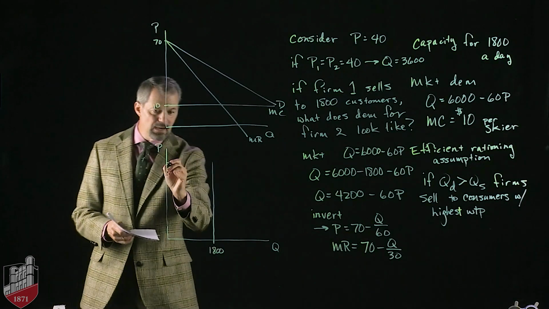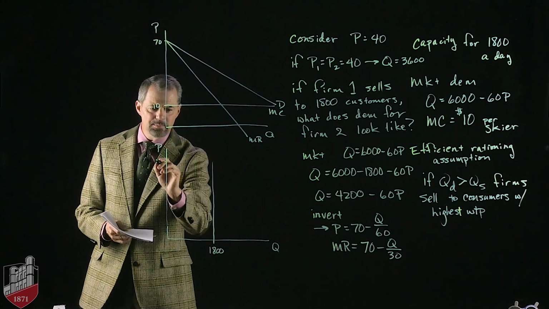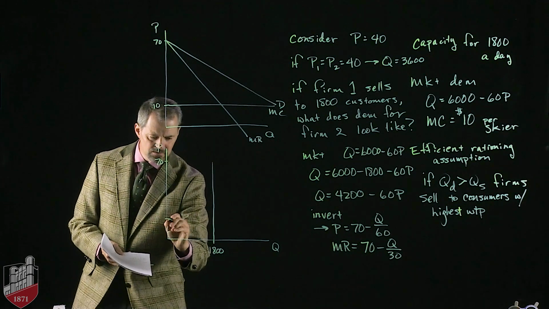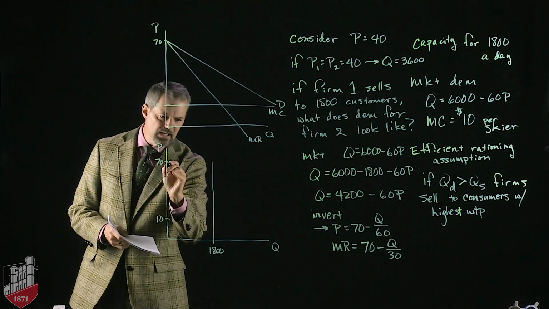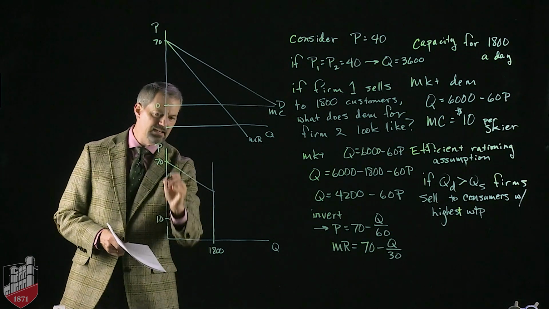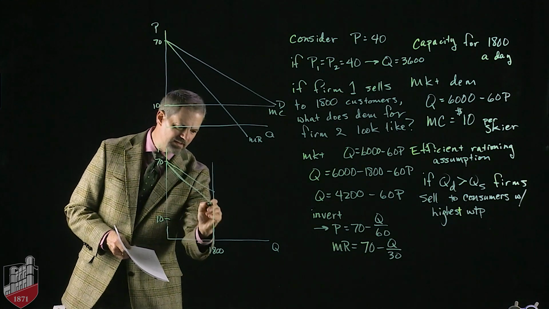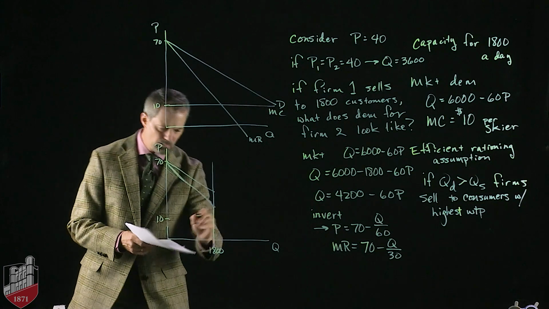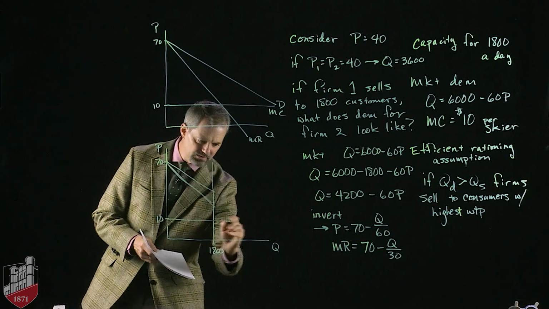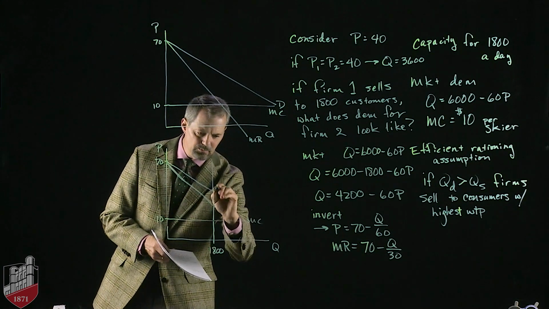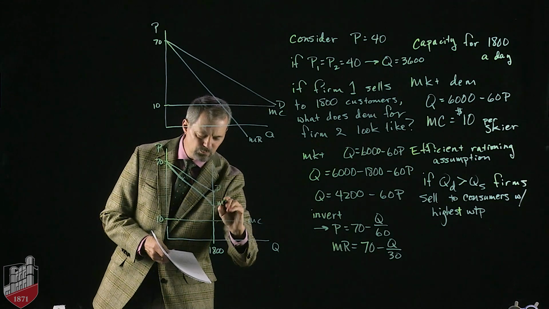So now if we think about our intercept of 70 and down here's 10, our demand curve is going to end up looking something like that. Our marginal revenue curve comes down, looks something like this. And we've got our marginal cost that comes across like that. There's our demand. Marginal revenue.